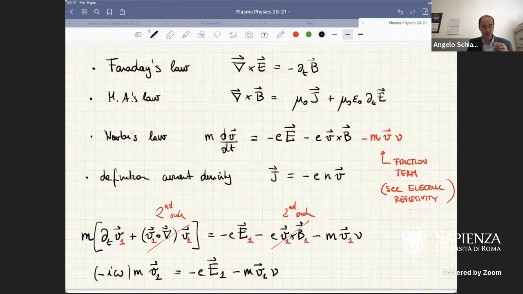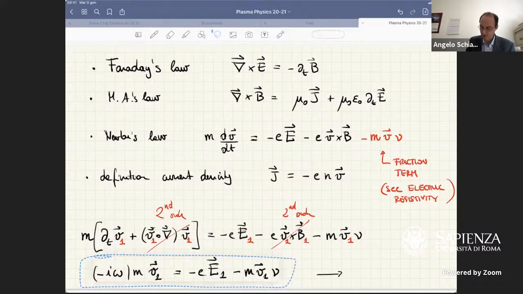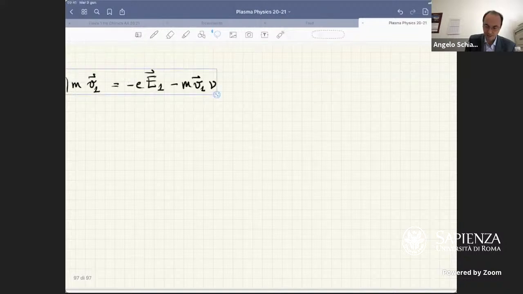And we can then use this equation to express V1, the perturbation in the electron velocity, as a function of the electric field. So let me take it to the next page so you have it there. And I copy it here.